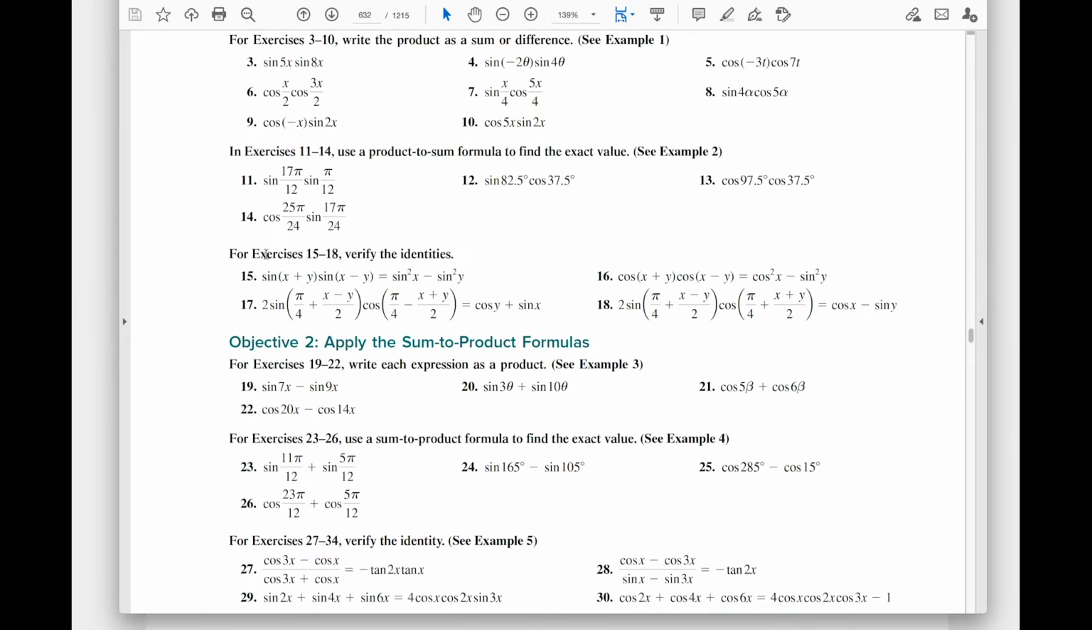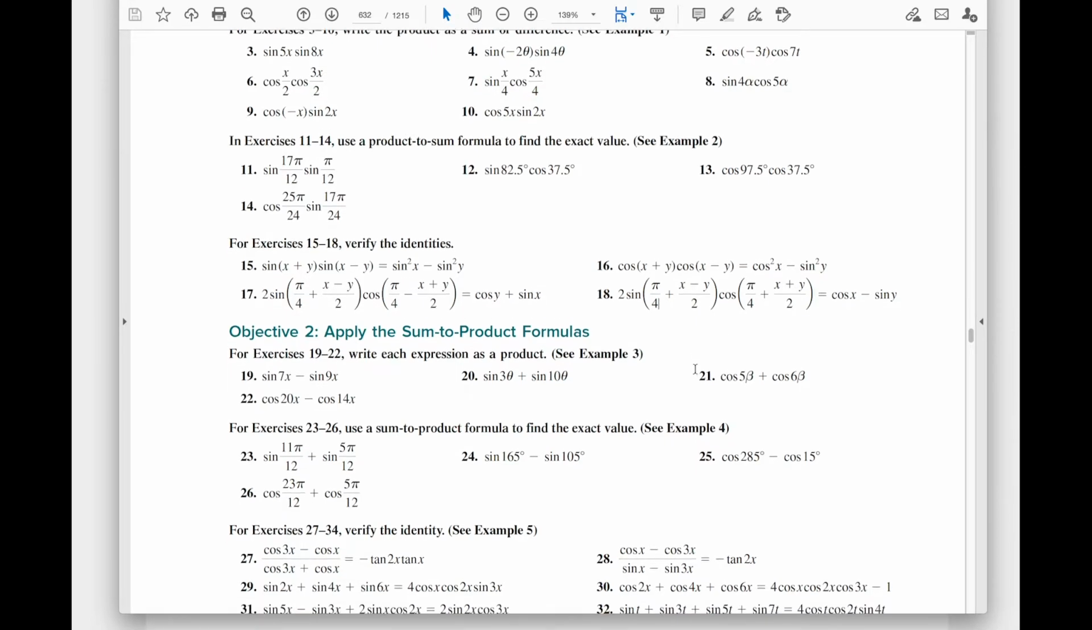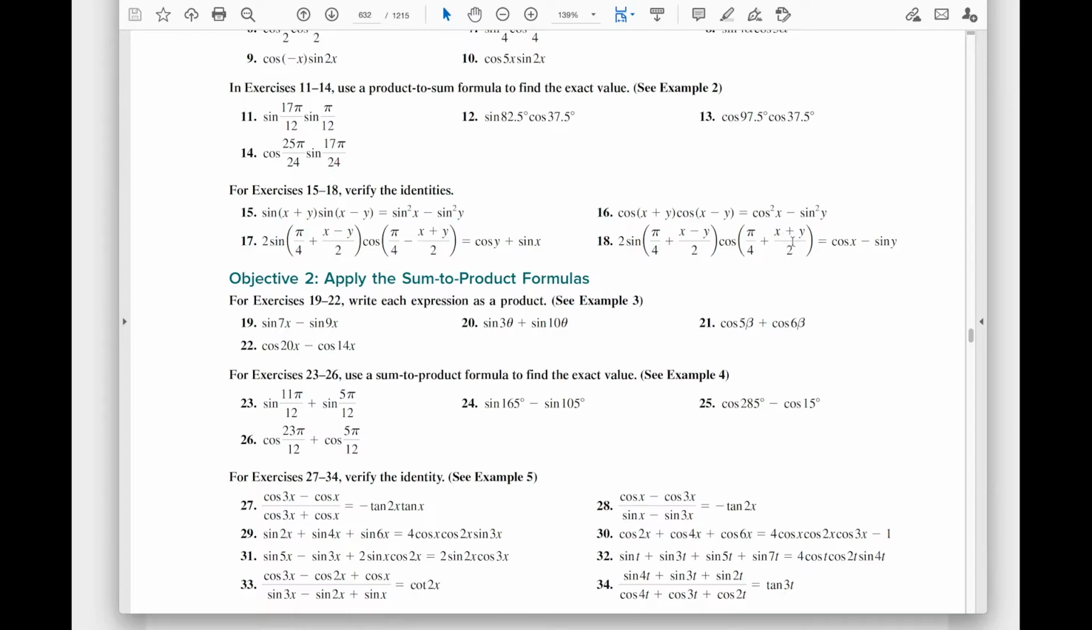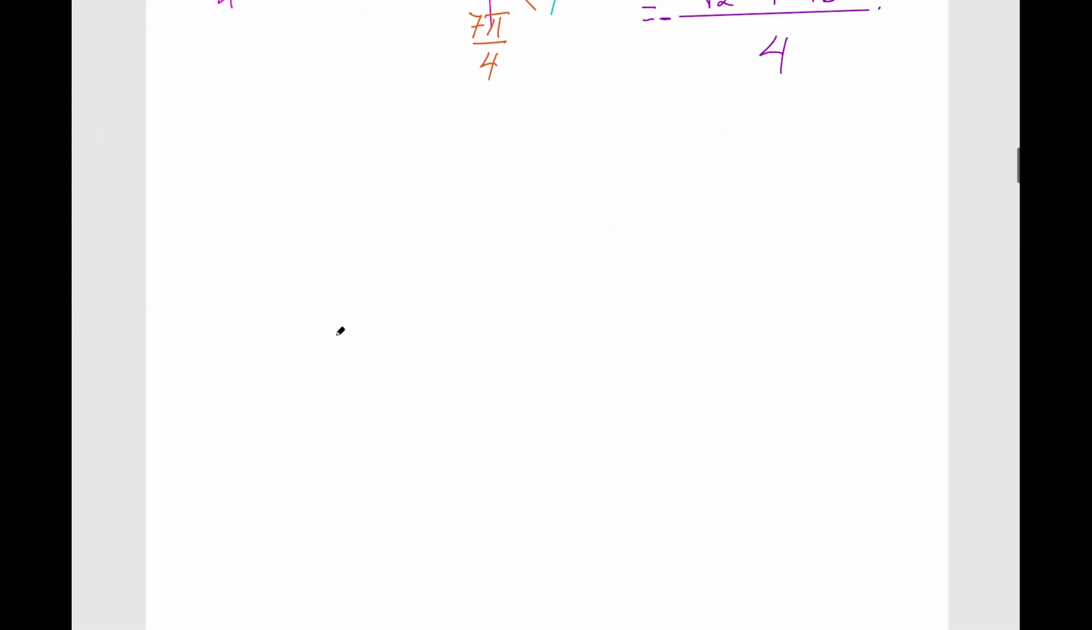Let's do one from this group, 15 to 18. And let's choose, how about 18? It looks probably a little complicated. How about 18? So I want to show that twice the sine of pi over 4 plus x minus y over 2 times cosine of pi over 4 plus x plus y over 2 is equal to cosine of x minus sine of y. All right. So that's 18.